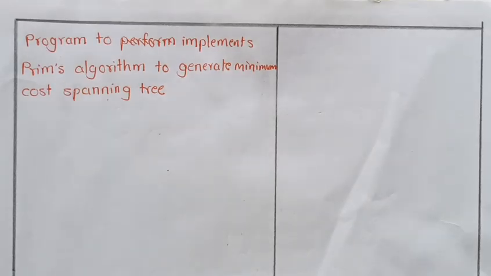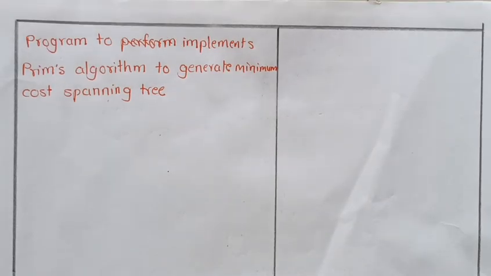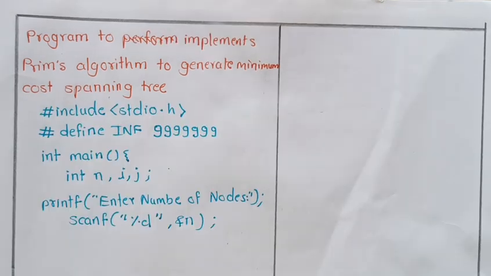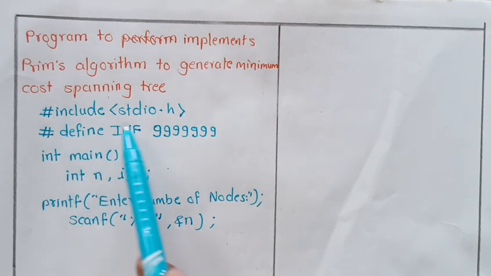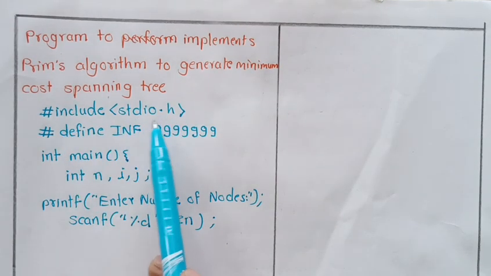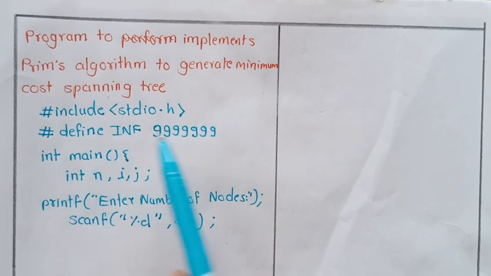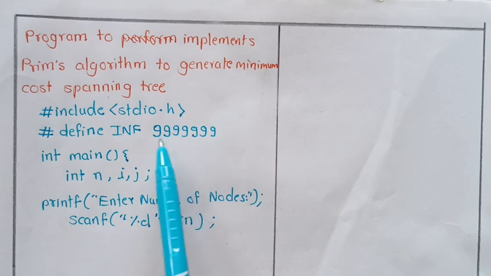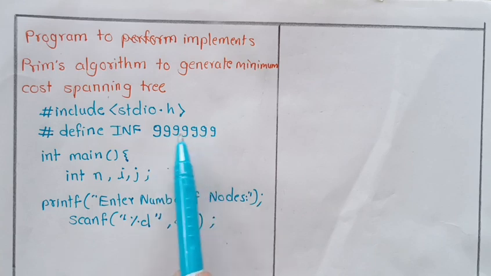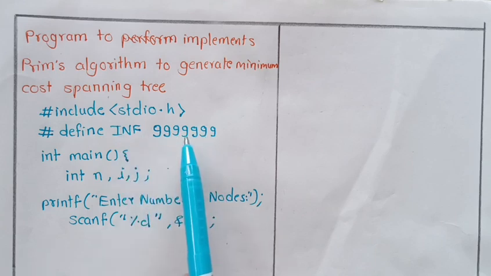Hello student, today we will see a program to implement Prim's algorithm to generate a minimum cost spanning tree. Here you can see #include, we are including the header file, that is standard input output. Then we are defining one INF variable, that is infinity you can say. You can give any number of 9s here. You can find the minimum using this variable.